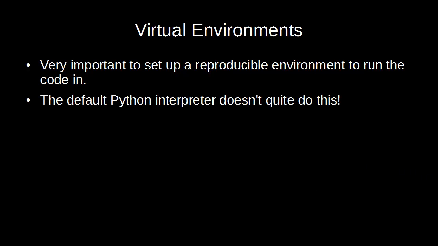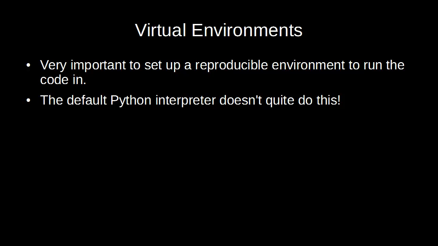Unfortunately, the default Python interpreter doesn't quite do this. You can specify which interpreter you will use in terms of the version and the implementation. So, if you're using Python 2.5, then you can call CPython 2.5. Or, for example, if you wanted to use Python 3.4, you could call Python 3.4. The problem comes down to packages, though. The packages might not end up being the same from one run of the interpreter to another.